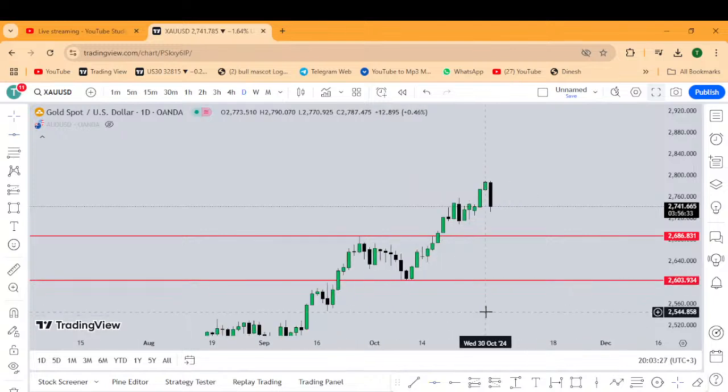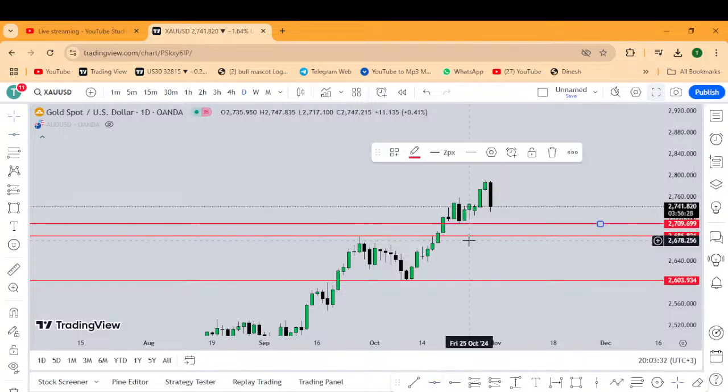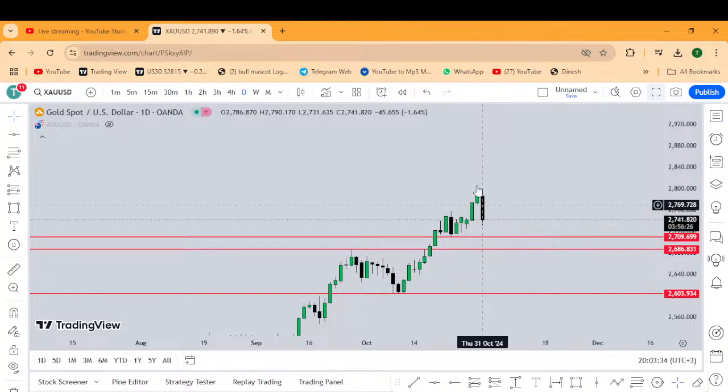So the next thing, I'll wait for the market to get to this key level here, and then as the market is moving, I'll go to the indicators here.